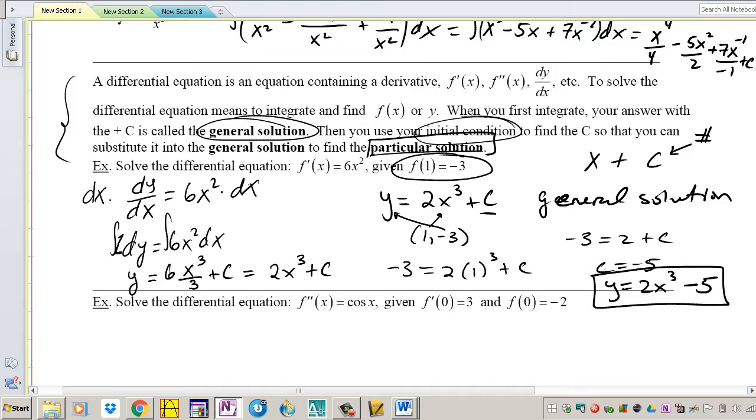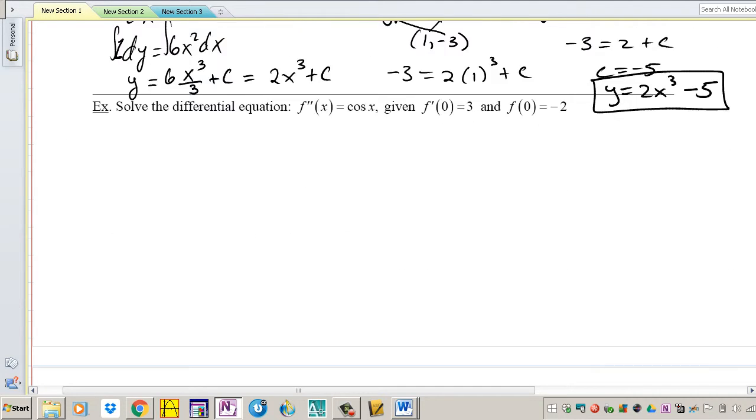So c can be negative. Just because it's plus c doesn't mean that c is actually a positive number. In this case, it's negative, so it's going to be a minus whatever that number is. Last problem to finish it off.